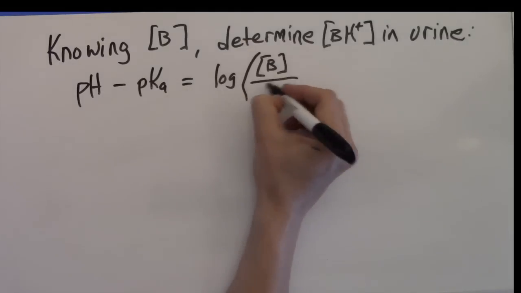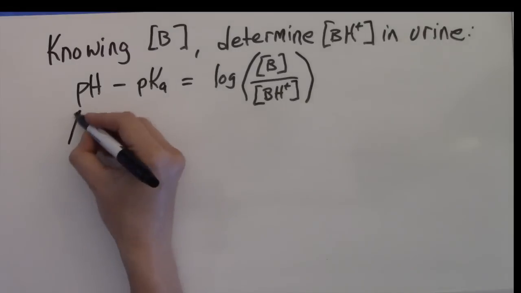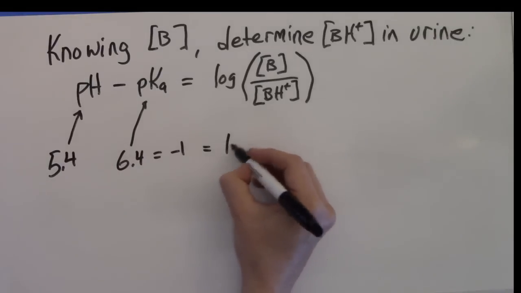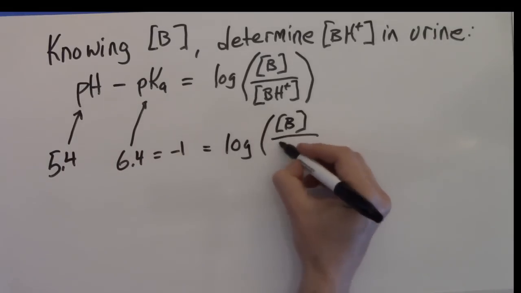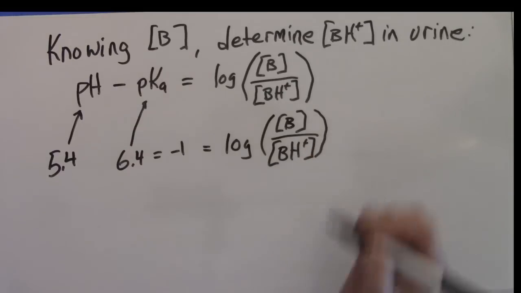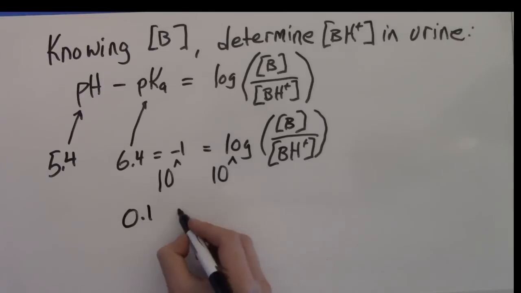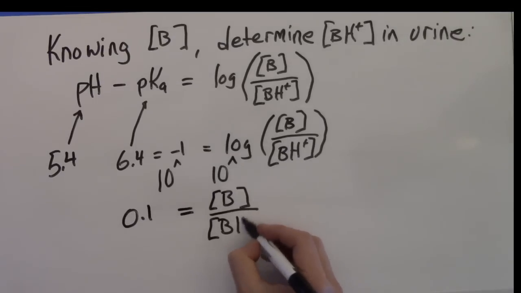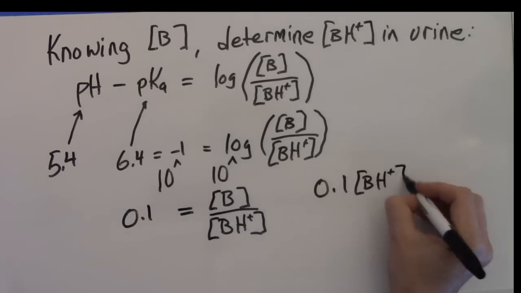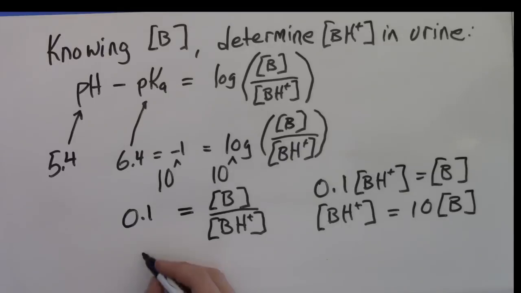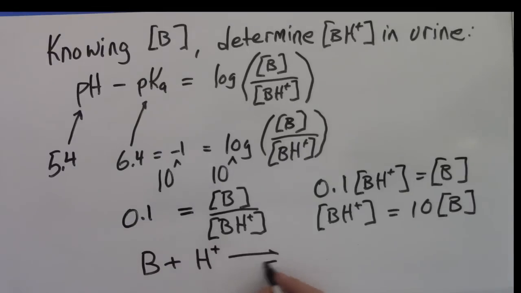Okay, so here's our equation again. We plug in our pH in the urine, which is 5.4, and our pKa of 6.4, and we do the subtraction, and we see that minus 1 is equal to log B over BH+. Now we take the anti-log of both sides of the equation, and voila! 0.1 equals B over BH+. And rearranging, we see that BH+ is 10 times B. This is just what you would expect in an acidic environment. The weak base binds up all of that extra H+ and becomes charged.